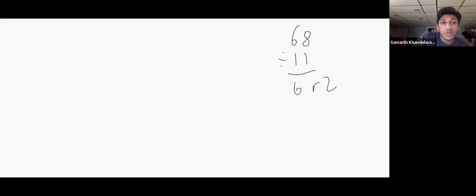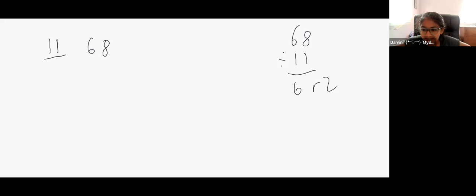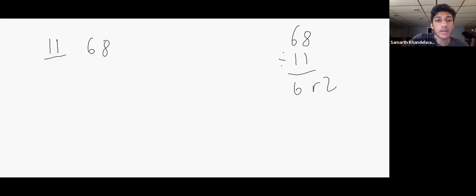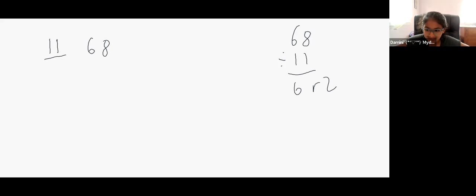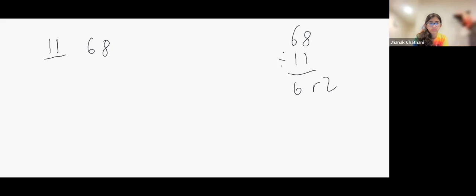And it is the exact same. Doing something above 10 is exactly the same as doing something below 10. Now, can somebody raise their hand and tell me what number plus 11 is equal to 10? Yes, Dominique? Wait, what was the question? What number plus 11 is equal to 10? I don't know. Okay, Janak? -1. -1, exactly.